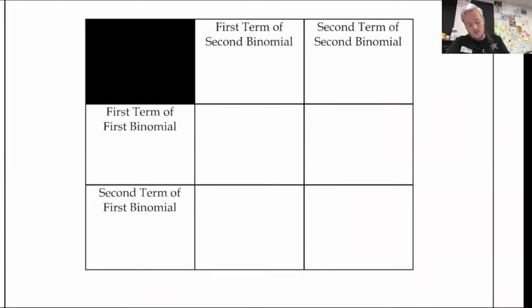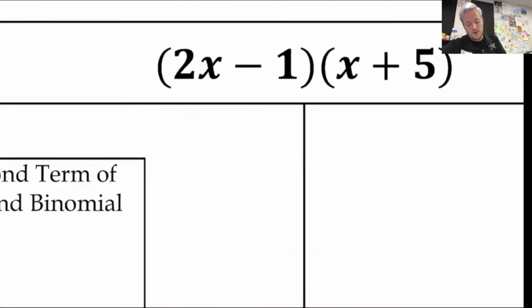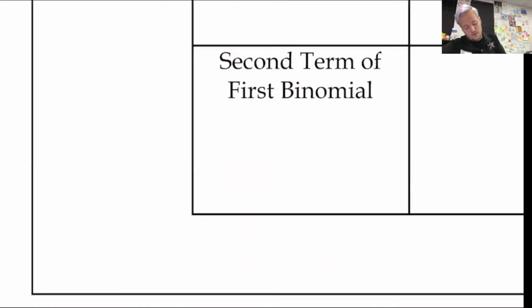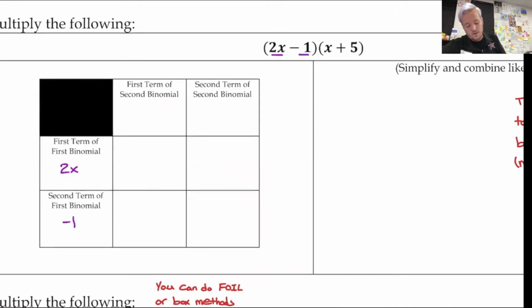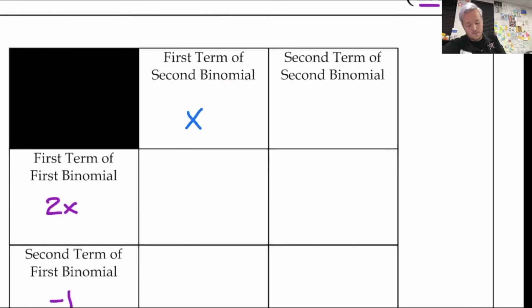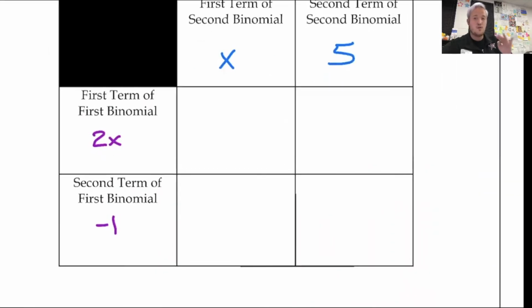So I want to take both terms of the first binomial, and I'm going to put them across the column over here. So I have 2x and negative 1. So the first term and the second term. All right, and then for my second binomial, I have x and 5. So first term of the second binomial and second term of the second binomial. All right, so once you get your binomials set up here, to find the inside of the Punnett squares, you're going to go up and left, and that's what you're going to multiply.